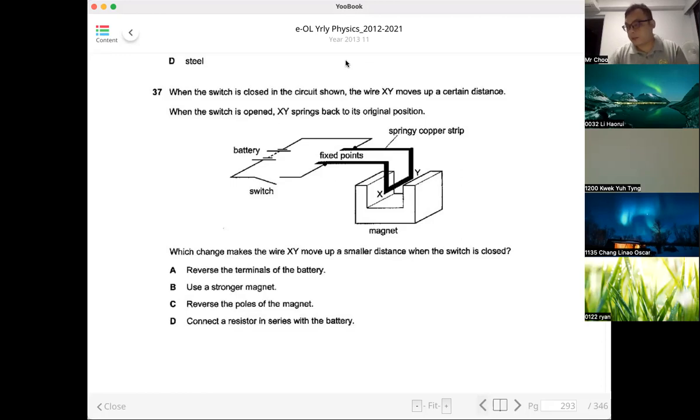Okay, the key about this question is you want to make it move a smaller distance. So in the exam, bring your highlighter and highlight the keywords. Bei Kwan, well done. Oscar, are you okay? So do you want to have a smaller distance? It means your force should go down. So which of these four factors will reduce your force?